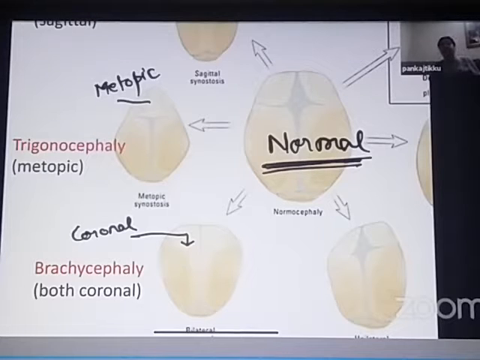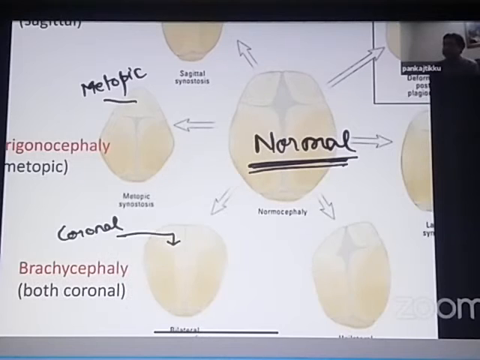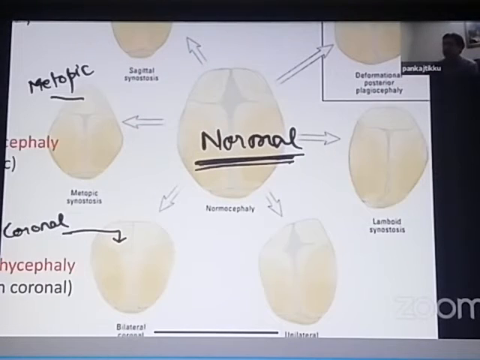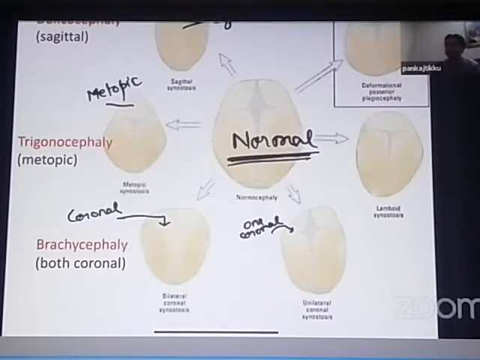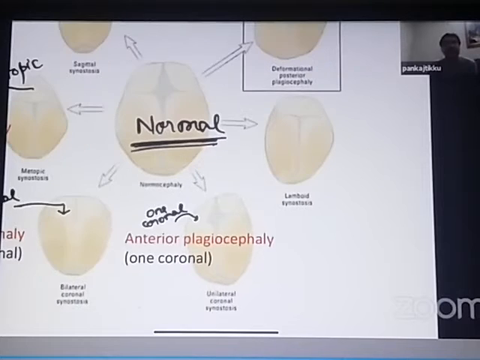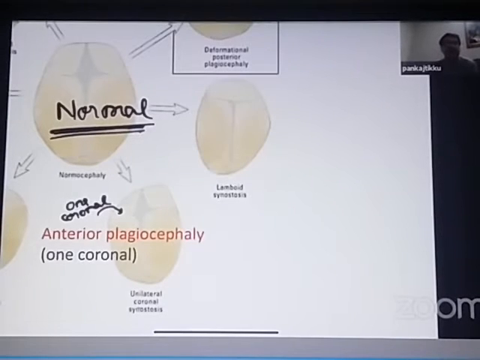Now it can sometimes happen that one side of the coronal suture fuses at normal time, but the other coronal suture fuses prematurely. You are seeing here abnormality in the head shape. Here one coronal suture has fused prematurely, but the other coronal suture has fused on time. What is this type of craniosynostosis called? It is known as anterior plagiocephaly. So what is anterior plagiocephaly? One coronal suture fuses early, the other coronal suture fuses on time.